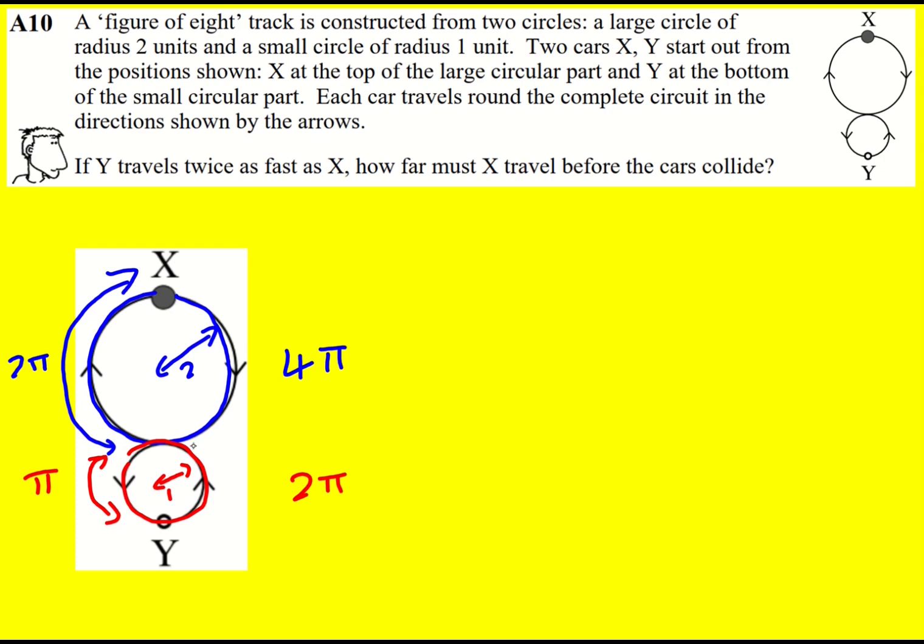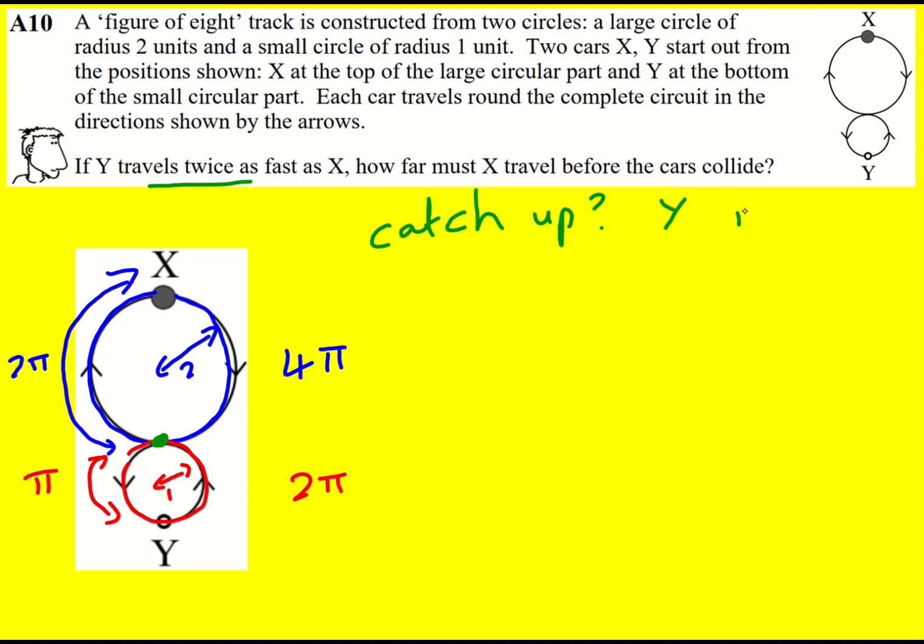The cars are moving round in the way shown, this figure of 8, around like this. So there's only two ways that they could collide. They're either going to collide at this point, and I'm going to leave that for the moment, or they're going to collide when y catches up with x, because we're told that y is moving faster. So first of all, let's look at when y catches up.